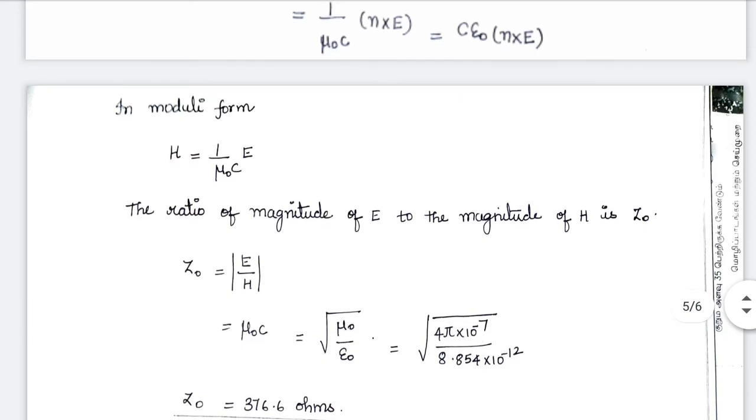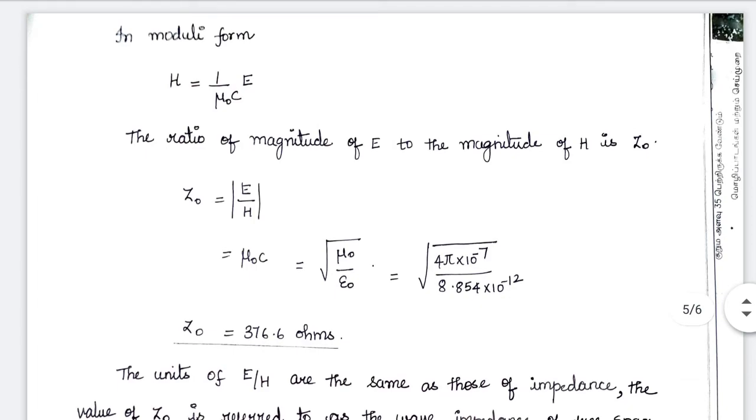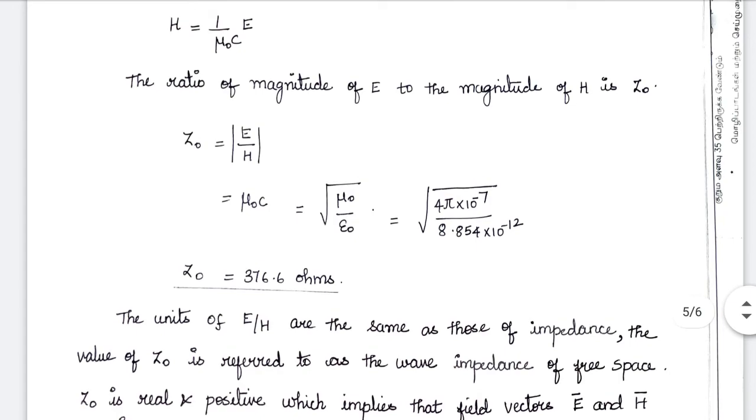So when you rearrange this equation, E to H gives mu naught c. This E to H is given by Z naught, which is the impedance of the wave in free space. So instead of mu naught c, we can write it as root of mu naught by epsilon naught. Again, let us substitute the values of mu naught and epsilon naught. We end up getting the value as 376.6 ohms.